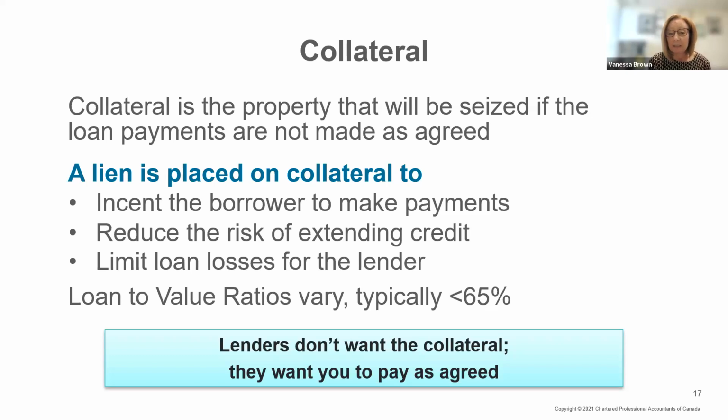The lien does these 3 things: incentivize you to make payments back, it reduces the risk of extending the credit because they can take the asset back, and it limits their loan losses. And loan to value ratios vary. They're typically around 65%. I would say that 65% is more on the equipment side. When it comes to real estate, they will generally allow borrowing up to 75% on commercial property. And know this, lenders really don't want to collect the collateral. They really just want you to have a successful business and to pay them as you've agreed to pay them.